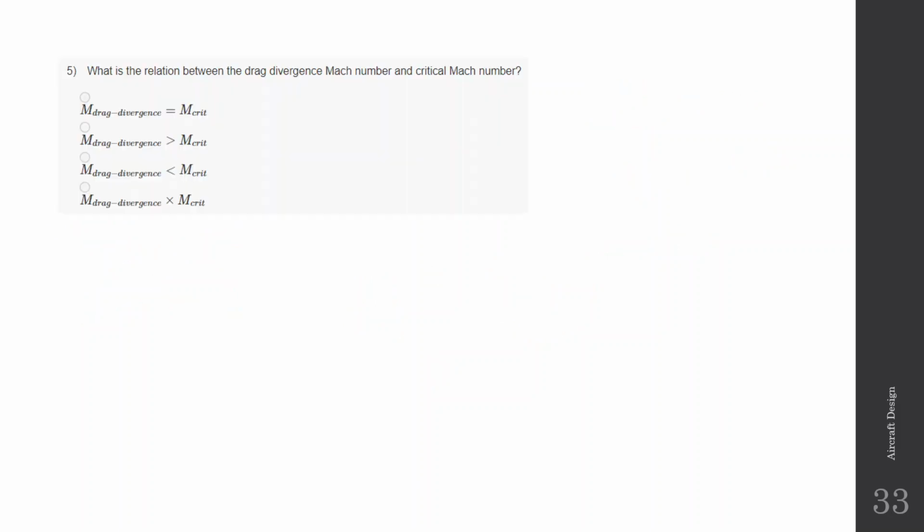Moving to the next question. What is the relation between drag divergence Mach number and critical Mach number? As you know, as I've been discussing up till now, the drag divergence Mach number is usually more than the critical Mach number, M critical. So the second option is the right one.